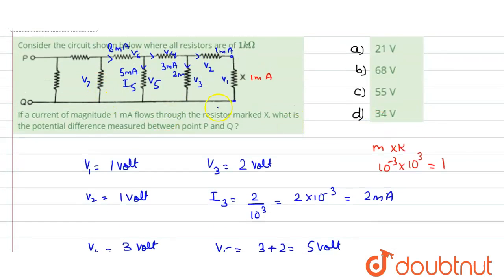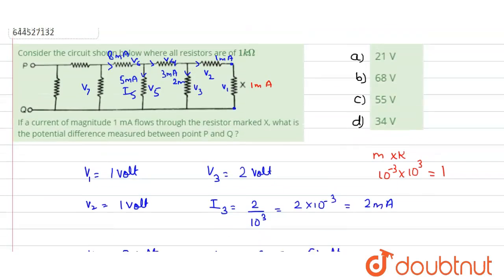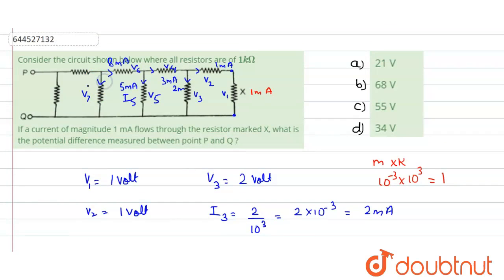Now this is our 13 volt. What would be the current here? I7. Similarly, we can calculate our I7. This would be equal to 13 divided by 10 raised to the power 3, that means 13 milliampere. So here the current which is going is 13 milliampere. Now here the current is 8 and here the current is 13. So what was the current coming here? 8 plus 13 would be equal to 21. So we can say that 21 milliampere current is flowing through this part.